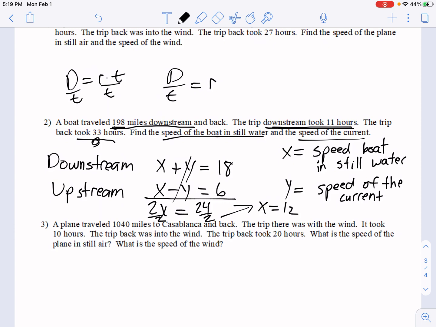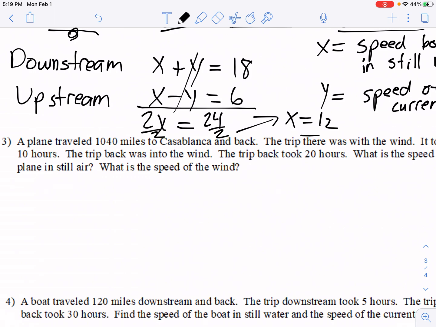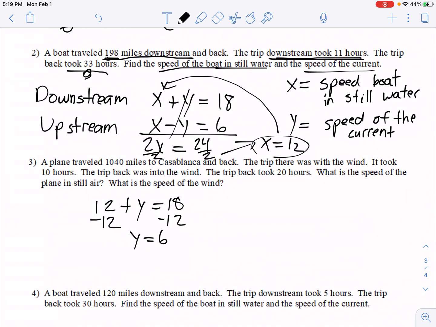So x being the speed of the boat in still water, the speed of the boat in still water would be 12 miles per hour. Then we could plug that back into either one of these. I'm going to plug it into the top, and we'd have 12 plus y equals 18. Subtract 12 from both sides, and we would get y equals 6. So what is the speed of the current? 6 miles per hour.